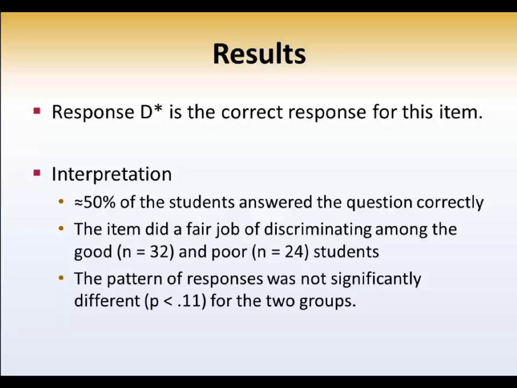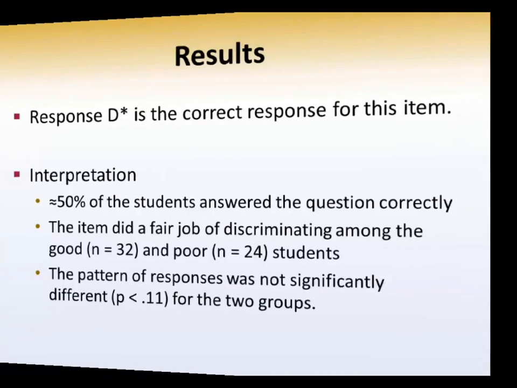However, the pattern of responses to all of the possible responses did not turn out to be significantly different for the two groups. Essentially, what you would like to see is that more people from the better performing group answered the item correctly, and less of those people chose the options A, B, and C, and more of the poorer achieving students would choose responses A, B, and C. We'll next turn to SPSS and illustrate how to conduct this analysis.